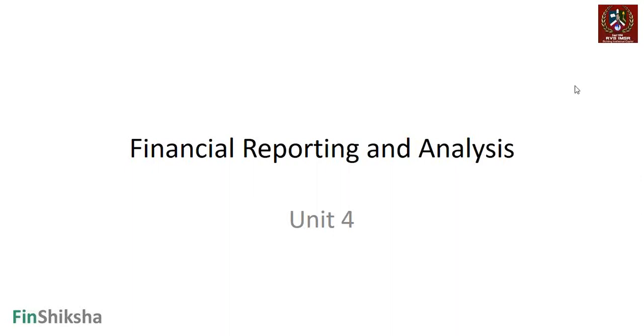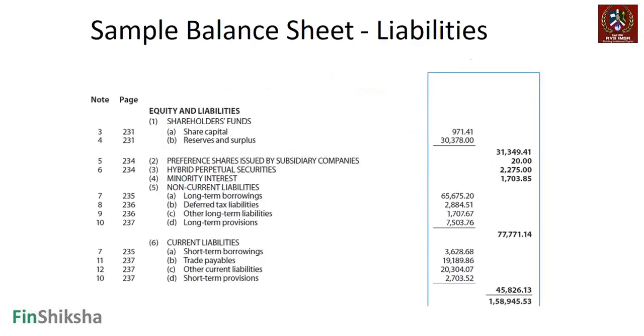We continue with the next video in FRA Unit 4, and now after doing the discussion on assets, we're going to turn our attention towards the liabilities portion on the balance sheet. Liabilities will be divided into two parts, non-current and current. And we're going to start our discussion with the current liabilities first, and then take it over in terms of what do we mean by long-term or non-current liabilities.